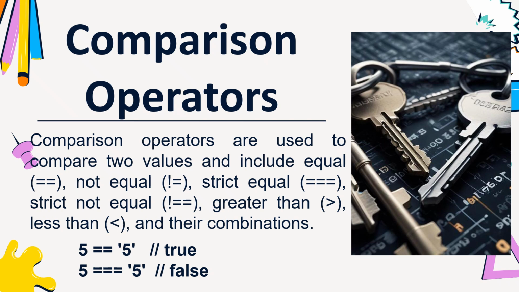In the next example, the left 5, which is an integer, strictly equal to the right side 5, which is given inside single quotes. So it is taken as a string. So the left side integer is not equivalent to the right side string, so it gives the output false.